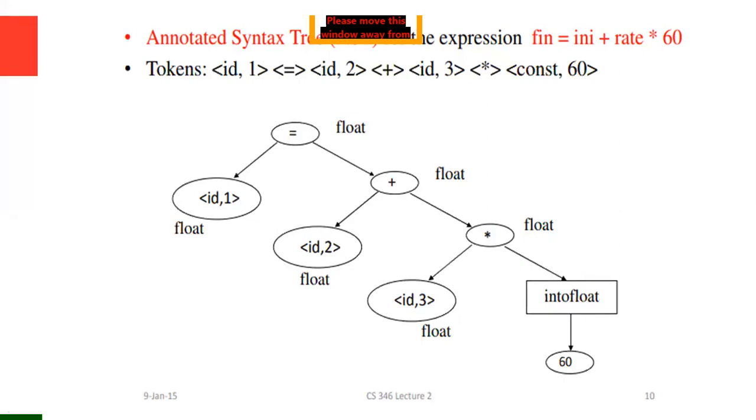So with the int to float conversion, we can convert this integer 60 into float. 60 is converted into float. So 60.0 is the float conversion for the 60. Okay, so this is the semantic analysis.